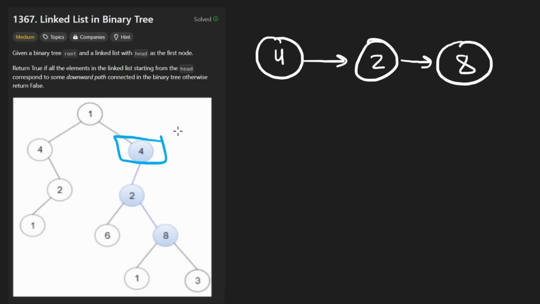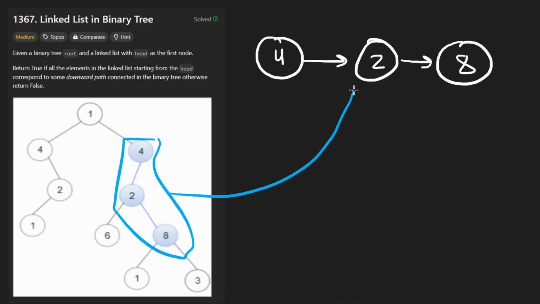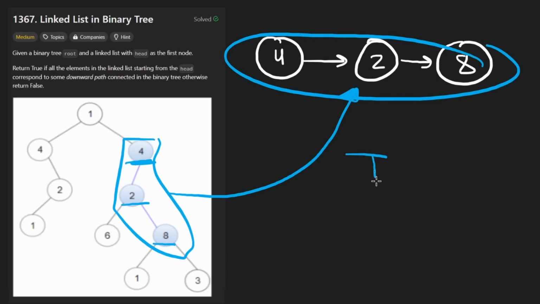When we say downwards, it means that from a node, we can either go to the left child or the right child. We can't go back up. And we definitely can't do something like that. It has to be like this. Pretty straightforward, I think. Does a path like that exist that matches the linked list? Obviously, in this case, it does. 4, 2, 8 is the same as all of these values. So we would return true. If it doesn't exist, we return false.